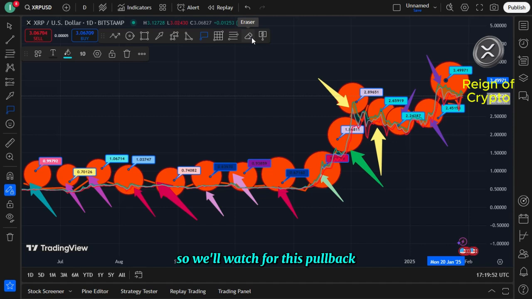So we'll watch for this pullback to ideally form a higher low. The levels should be clear that tell us when we have to change our opinion. And overall, we'd like to see a breakout above the 340 level soon. And then the next upside targets are $4.20, that's one of the next larger Fibonacci objectives above, and then the $5 level. That's the update about XRP.